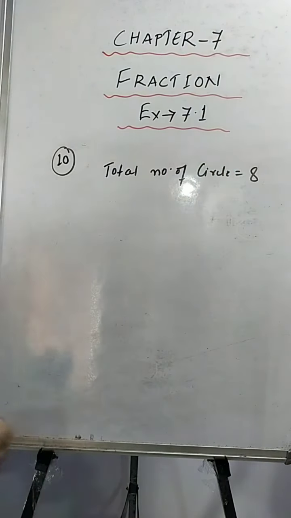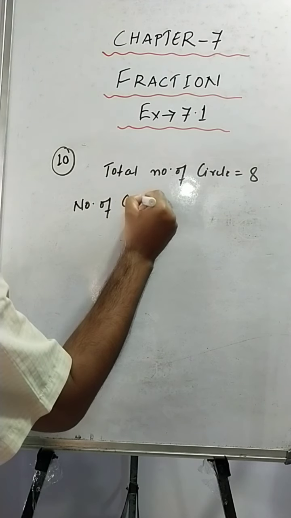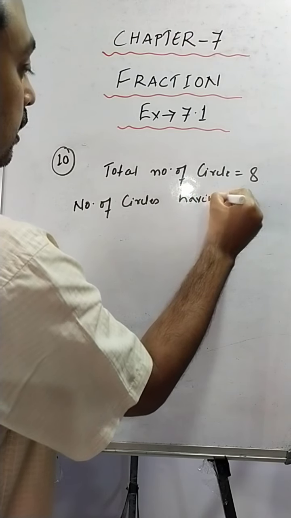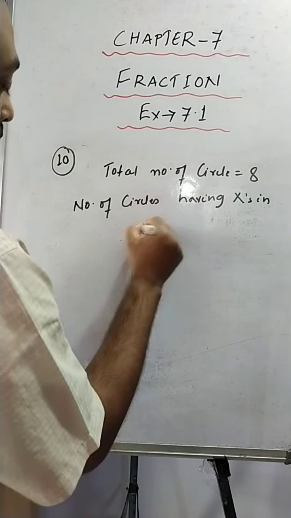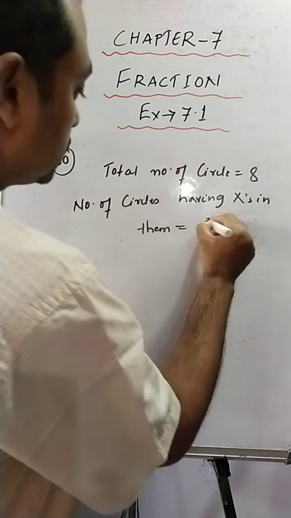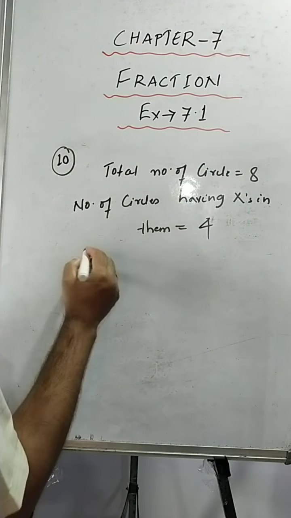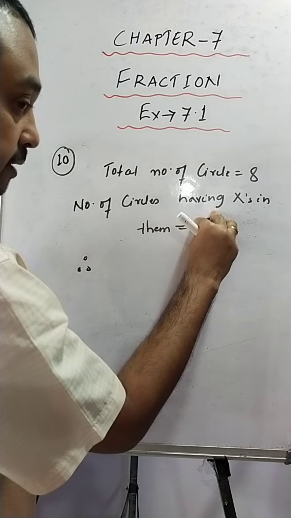Total number of circles. That is what? 8. Fine. And how many circles are carrying x in them? So you will have to also write that. So number of circles having x in them. That will be what? 1, 2, 3 and 4. So 4 circles are carrying x in them. So now what will be the required fraction? Very easy. So out of 8, 4 are carrying x marks inside them.